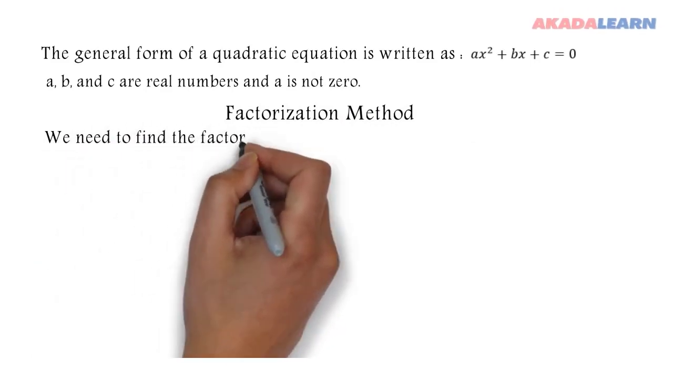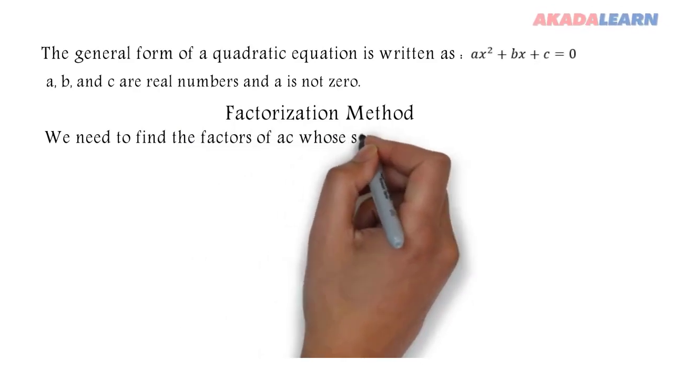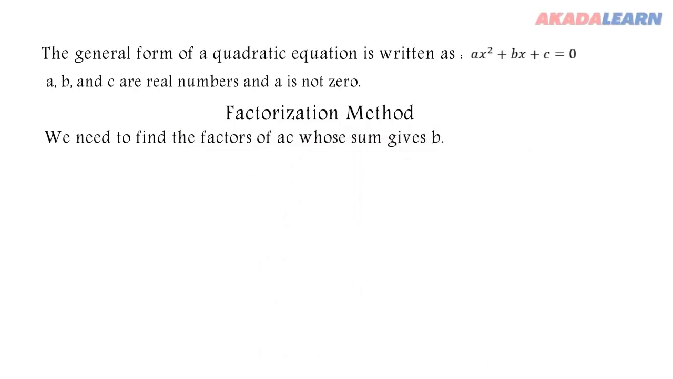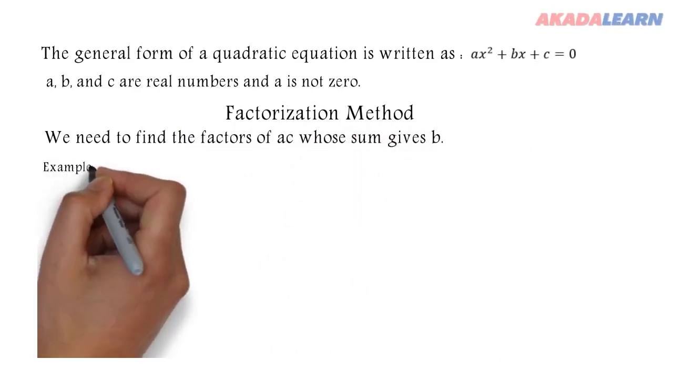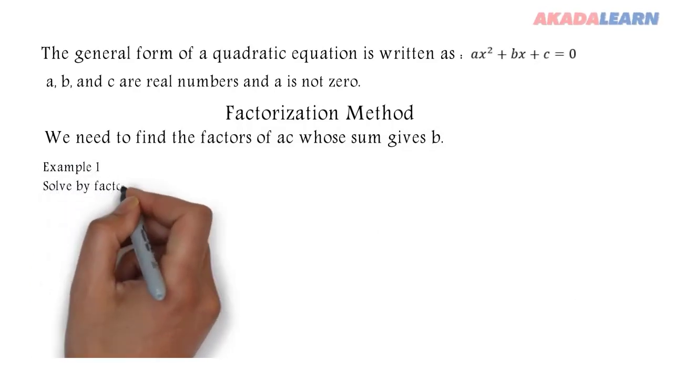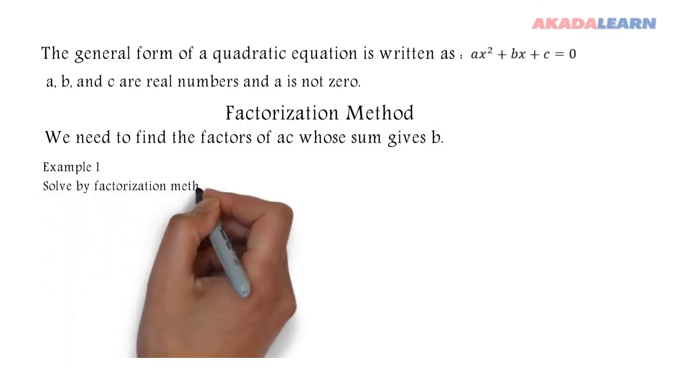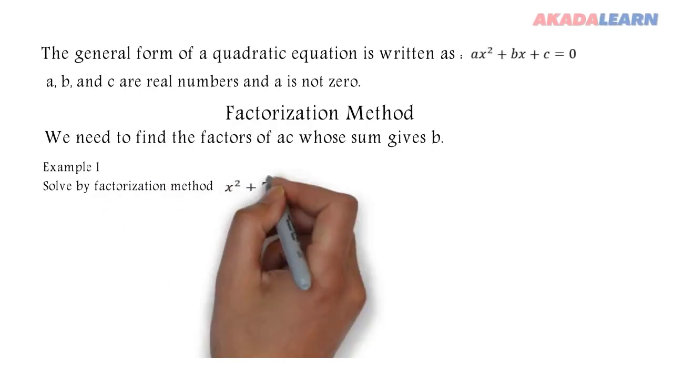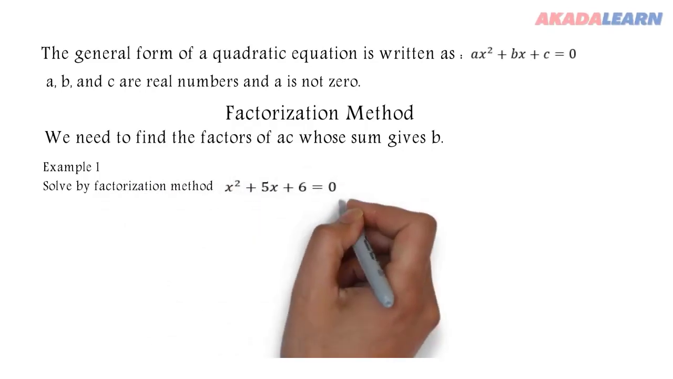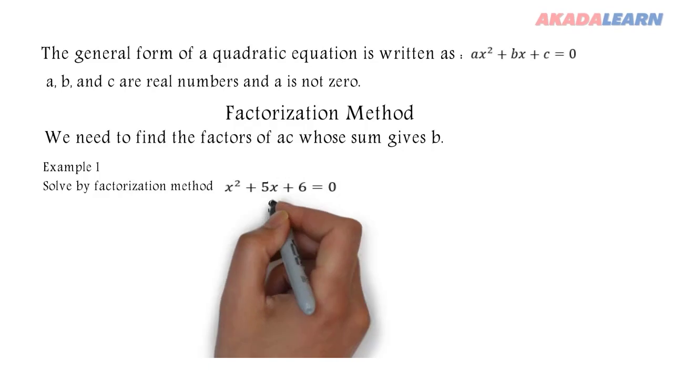So for the factorization method, what we need to find here is the factors of a times c whose sum will give us b. So let's see an example that will help us to understand that sentence better. We want to solve x squared plus 5x plus 6 equals 0 by the factorization method.